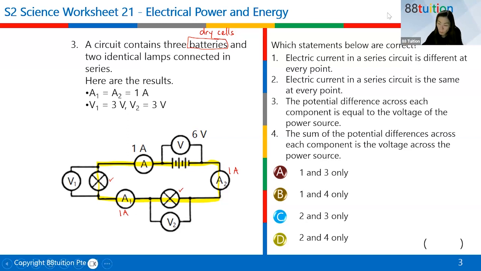Which statements below are correct? Electric current in a series circuit is different at every point.